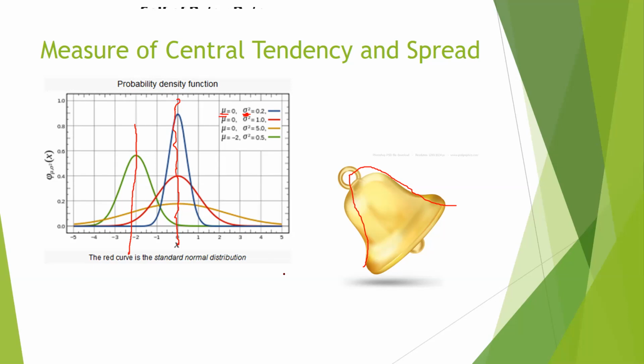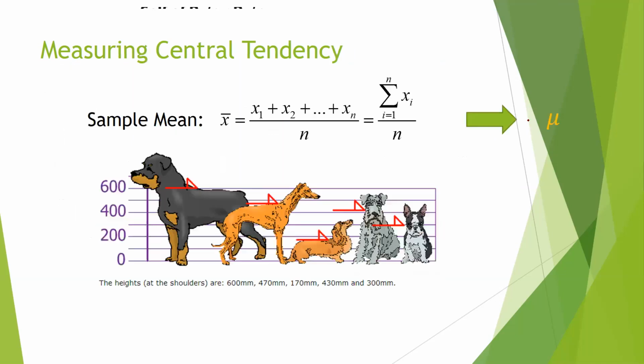Again, when we describe a normal distribution, we need to use the center and the spread. Which means if we want to estimate a normal distribution, we need to measure the central tendency and the spread of this distribution. All right, so this is the way we calculate the central tendency. It's easy, right?